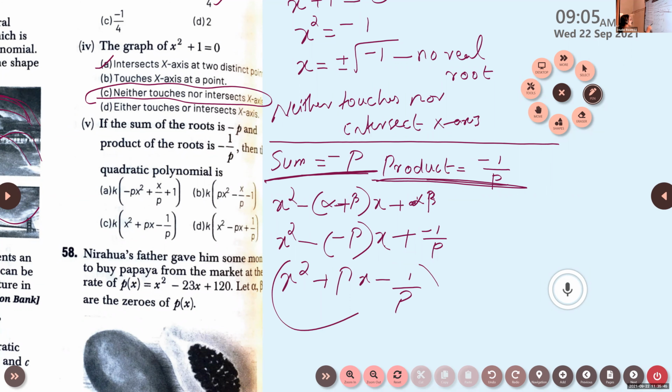K into that also. We have to put a k, Shania. One constant k is there, that is also in the formula: k into x square minus alpha plus beta into x plus alpha beta. So which option is correct here? Option C. C is the correct option.